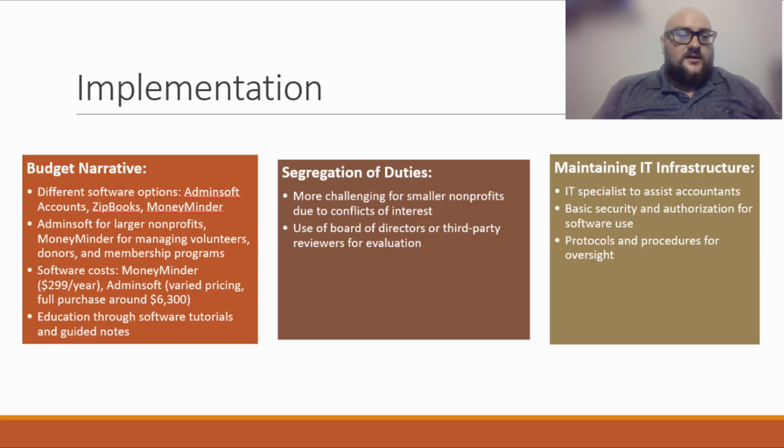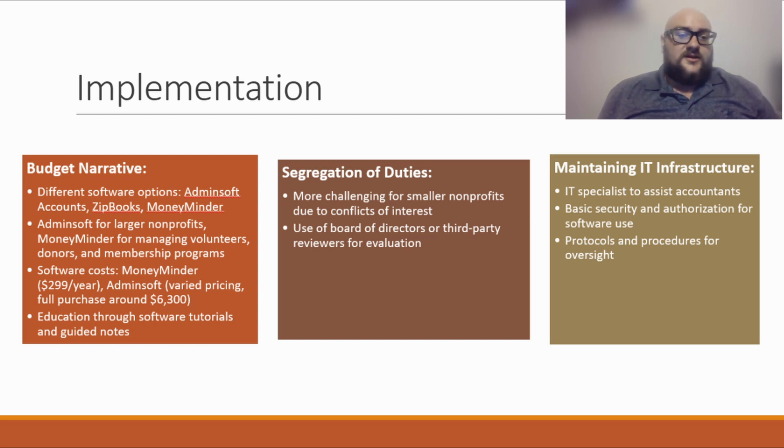When it comes to budgeting, there are different types of software. Three of the softwares that I looked at during my research include AdmiSoft Accounting, ZipBooks, MoneyMinder. AdmiSoft was a software that I looked at for larger nonprofits, and MoneyMinder for managing volunteers, donations, and membership programs. If there is a nonprofit organization that utilizes either of those two categories, those would be the ones that would be recommended. When it comes to the software costs, though, between those two, there's a drastic difference.